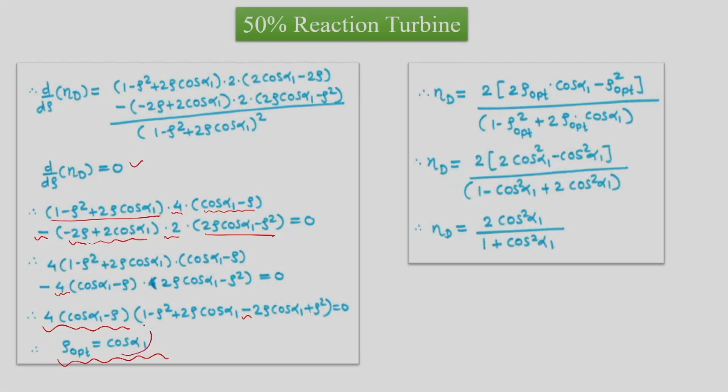We will replace rho optimum by cos alpha 1. So we will have 2 into the bracket 2 cos square alpha 1 minus cos square alpha 1, divided by 1 minus cos square alpha 1 plus 2 into cos square alpha 1. So that leads to 2 cos square alpha 1 divided by 1 plus cos square alpha 1. This is the maximum efficiency of a reaction turbine.